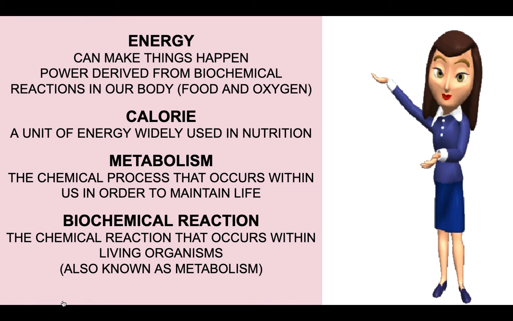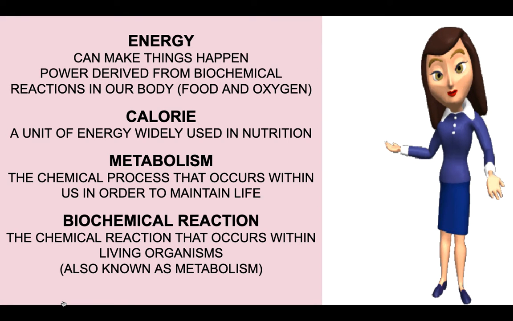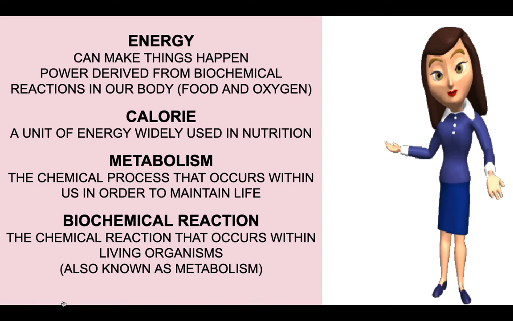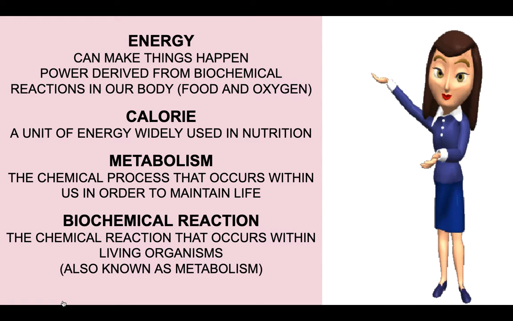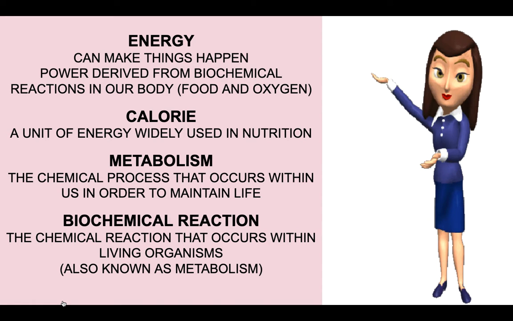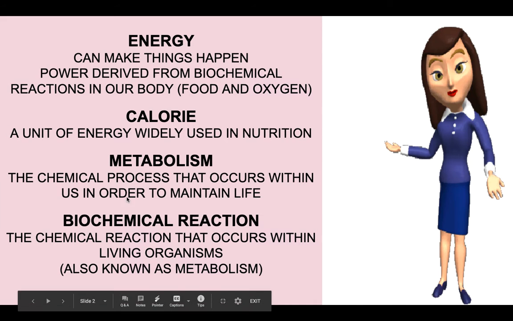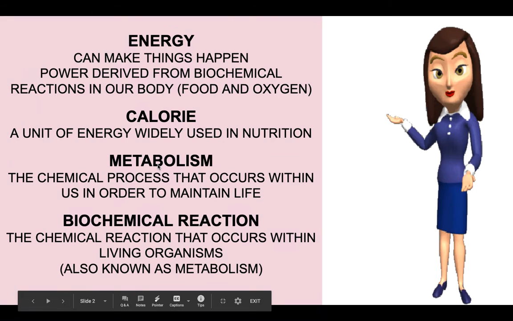The first one being energy. Energy can make things happen. Power is derived from biochemical reactions in our body. That is where energy comes from, the biochemical reactions in our body. And how do we get that energy? From food and oxygen. When that food and oxygen mix, it causes a chemical reaction or a biochemical reaction, also known as metabolism, which is your third word. And that's where we get our energy from in our body.